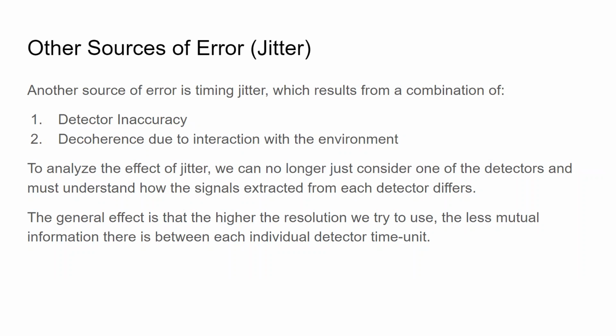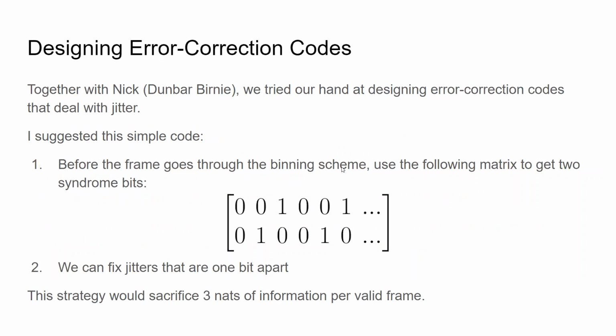This includes jitter, and here are some of the ways that Nick and I attempted to address this jitter. Here I suggested a simple code where you have this matrix, and this is something you apply to the frame before you apply the binning scheme. Once you have a valid one-hot encoding, you would theoretically just get one of these columns out as the syndrome bits, and then you would share that over a public channel. Based on this, you can correct the jitters from one bin to another bin.